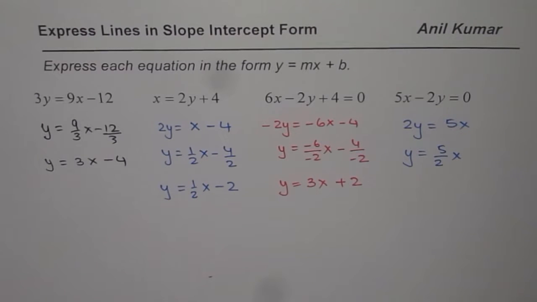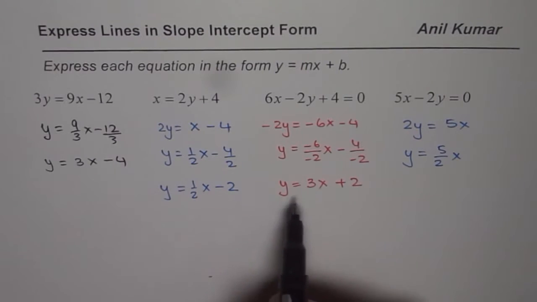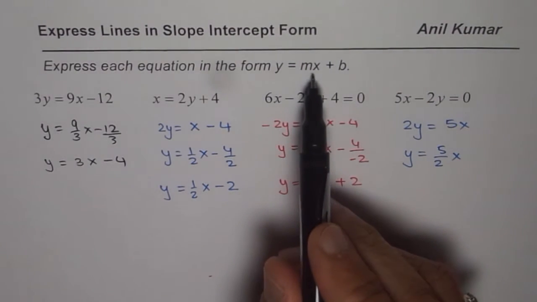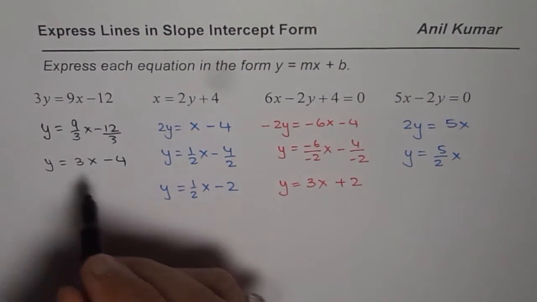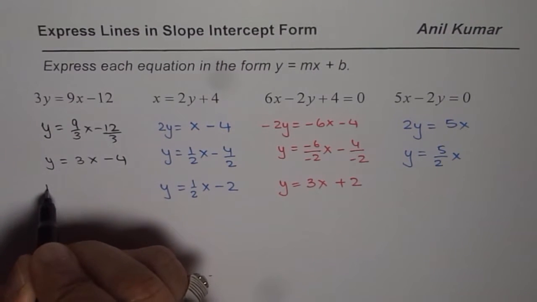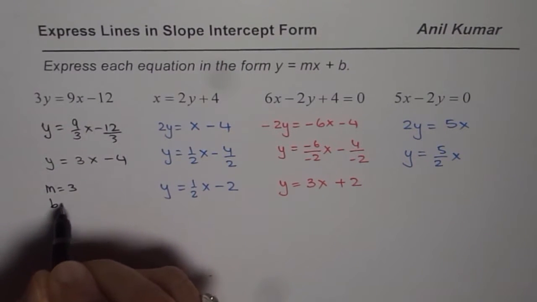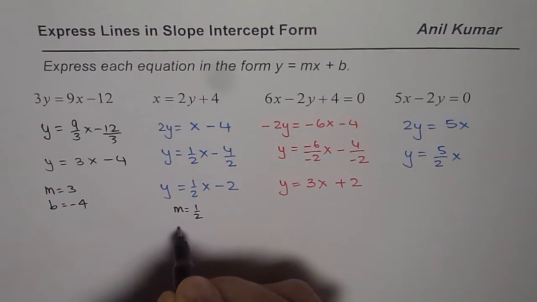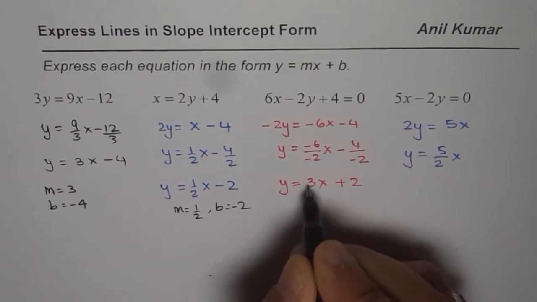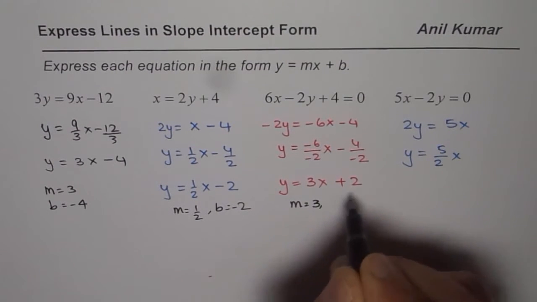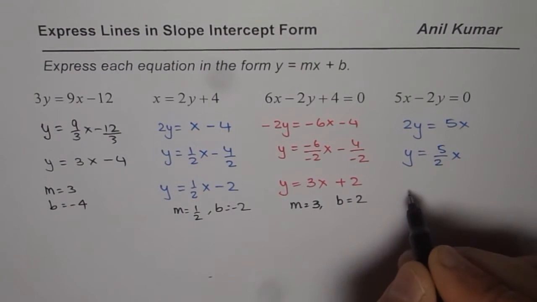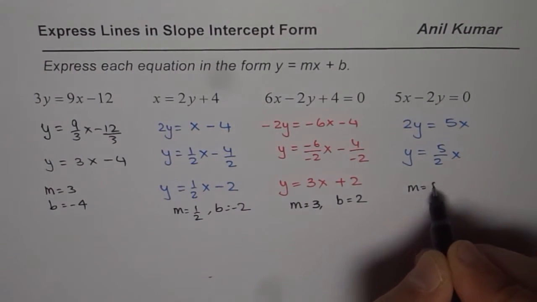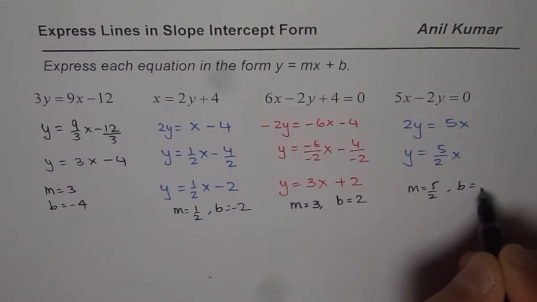Now the whole idea of writing it in this form is to read from that form what is the slope and what is the y-intercept. So let's write down what is slope and y-intercept. So in this particular case we have slope of 3 and y-intercept of minus 4. Here we have slope of half and y-intercept b of minus 2. Here the slope is 3 and y-intercept, the b value, is 2. Here the slope is m equals 5 over 2 and y-intercept is 0.